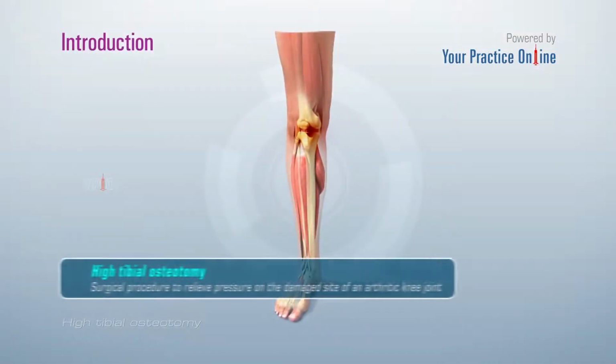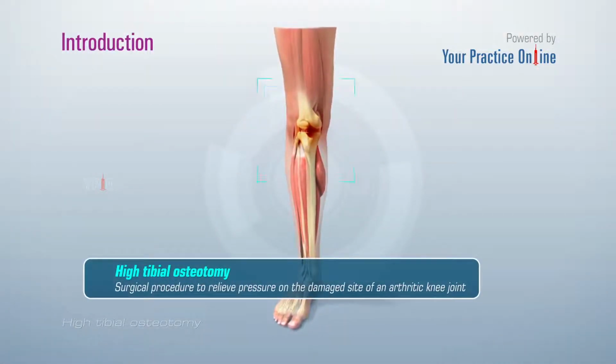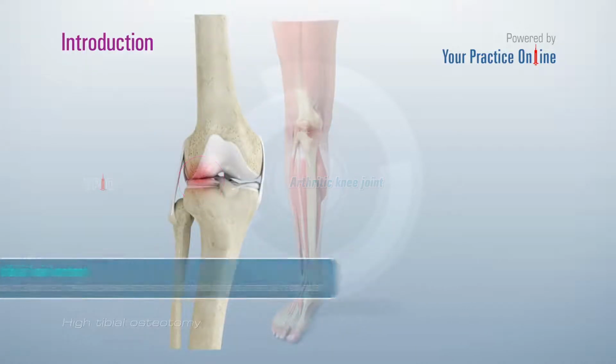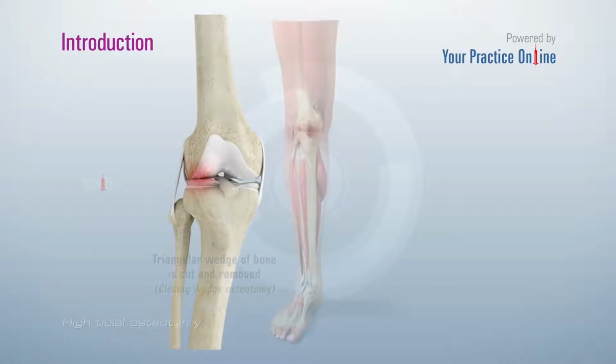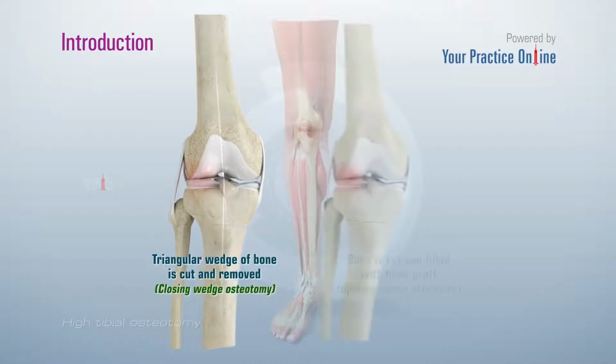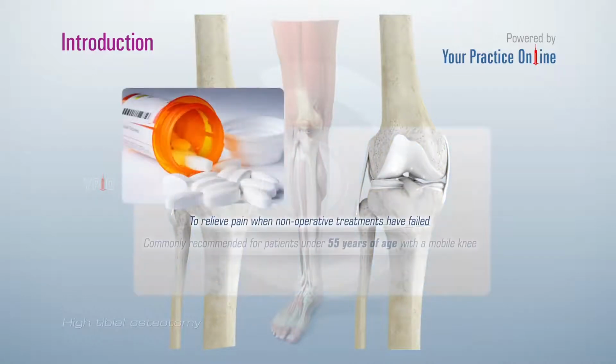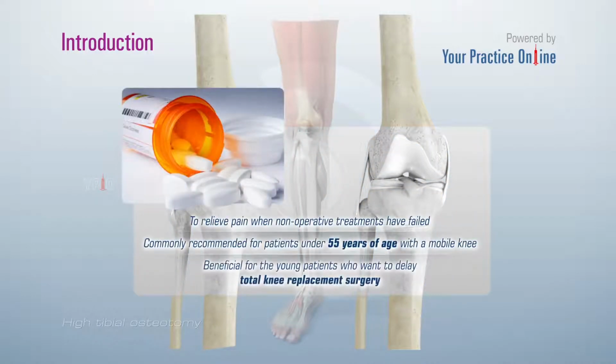High tibial osteotomy is a surgical procedure to relieve pressure on the damaged site of an arthritic knee joint. In high tibial osteotomy, a triangular wedge of bone is cut at the upper end of the tibia and either removed or filled with bone graft, depending on the patient's needs. It is commonly used to relieve pain when non-operative treatments have failed.